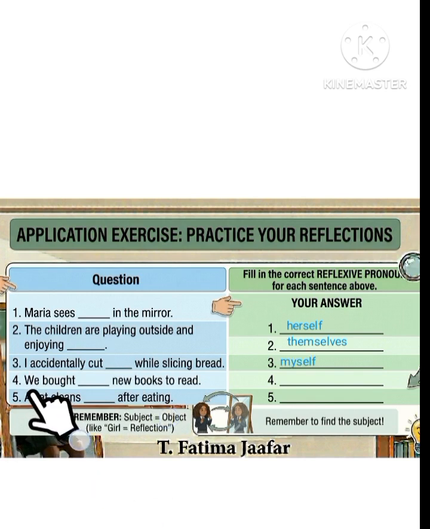Number four, we bought new books to read. So we is the subject. What is the correct reflexive pronoun? Yes, ourselves. Number five, a cat cleans after eating. Yes, a cat is the subject. It is an animal. So it takes itself.